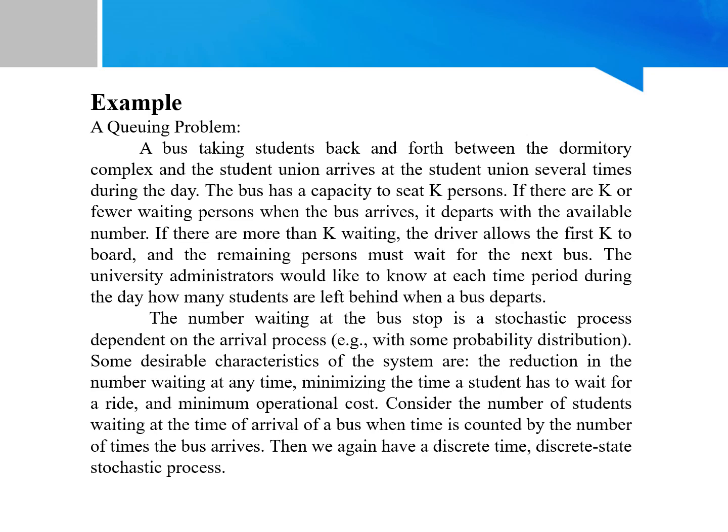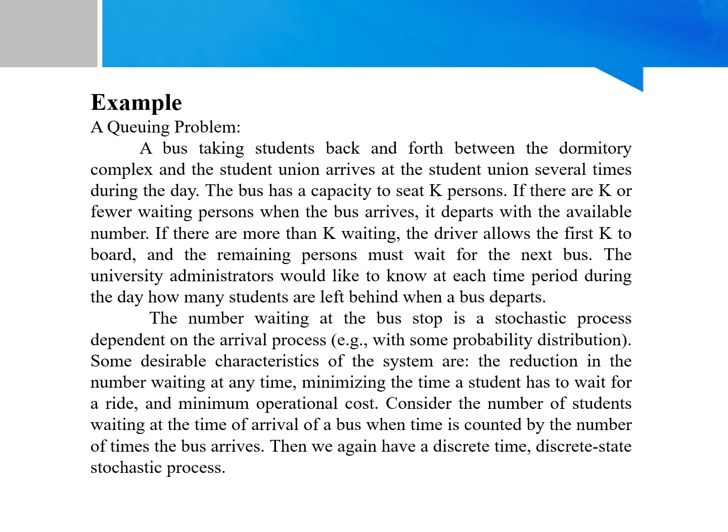The bus has the capacity to seat k persons. If there are k or fewer waiting persons when the bus arrives, it departs with the available number. It takes them to the union office and then again comes to the student dormitory complex. If there are more than k waiting, the driver allows the first k persons to board and the remaining persons must wait for the next bus.